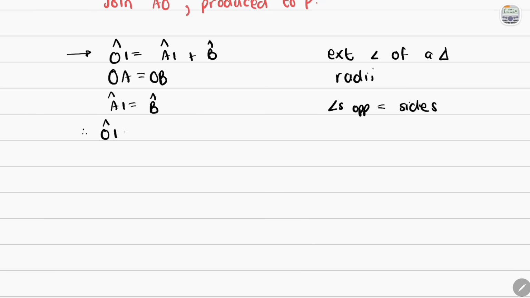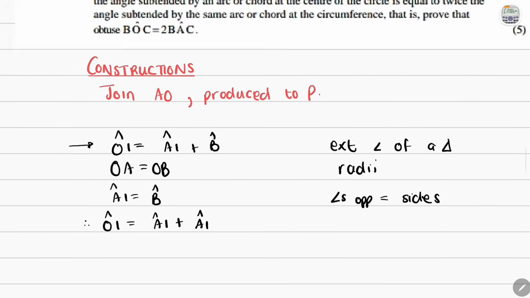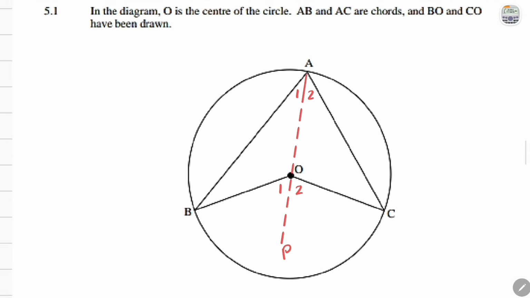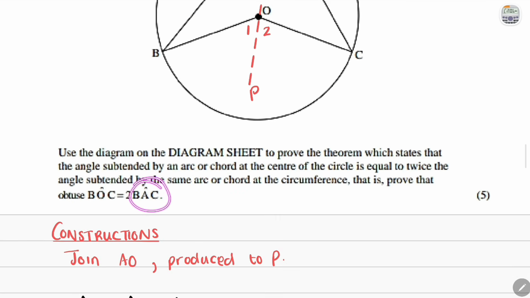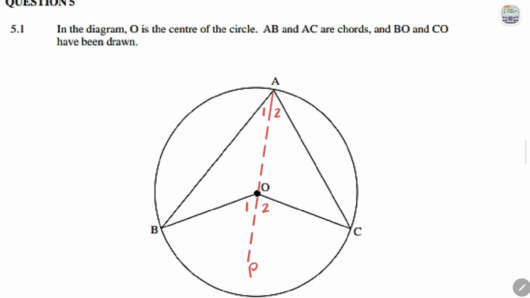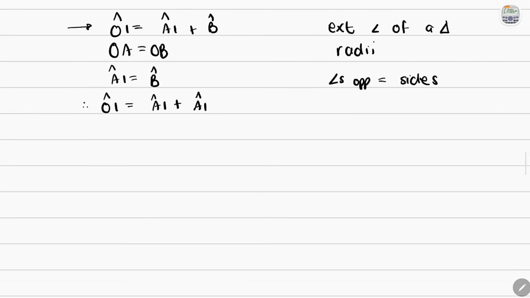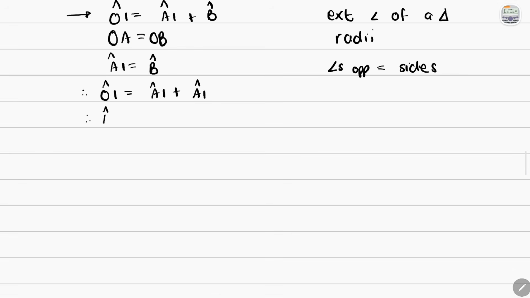Now we can update the equation that we had. This means that angle O1 is finally equal to angle A1 plus, in place of angle B, we can just say angle A1 because angle B and angle A1 are equal. We're focusing on angle A1 because it's part of what they want us to prove. Angle BAC is this angle. So angle O1 is finally just equal to 2 angle A1. So we have this part done.